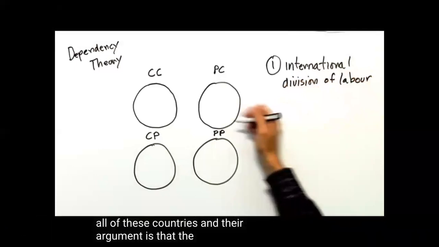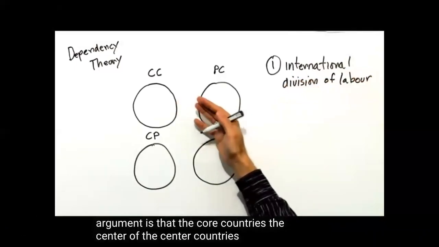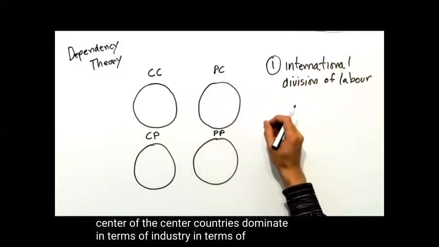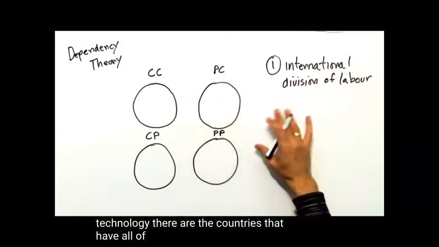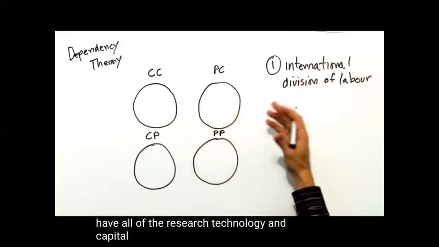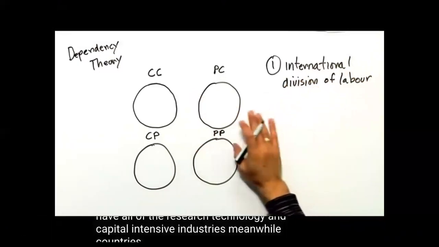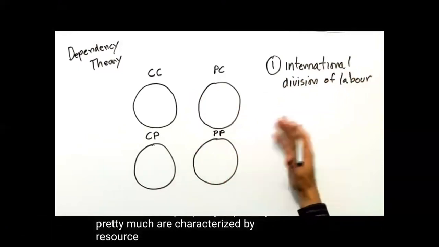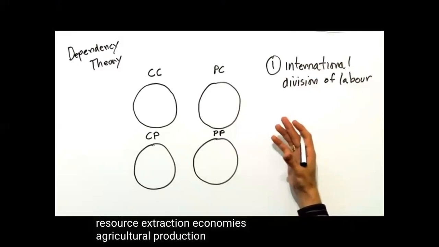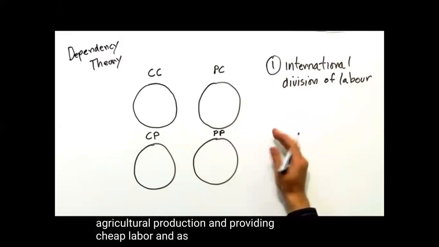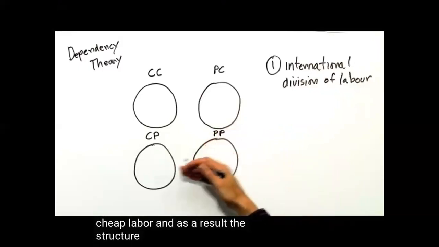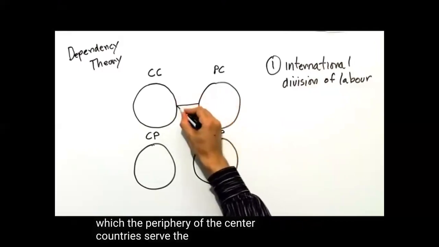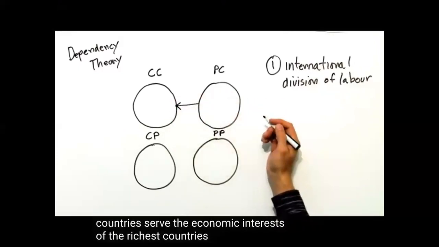And their argument is that the core countries, the center of the center countries, dominate in terms of industry, in terms of technology. They're the countries that have all of the research, technology, and capital-intensive industries. Meanwhile, countries in the periphery, especially, pretty much are characterized by resource extraction economies, agricultural production, and providing cheap labor. And as a result, the structure of the world economy is one in which the periphery of the center countries serve the economic interests of the richest countries.